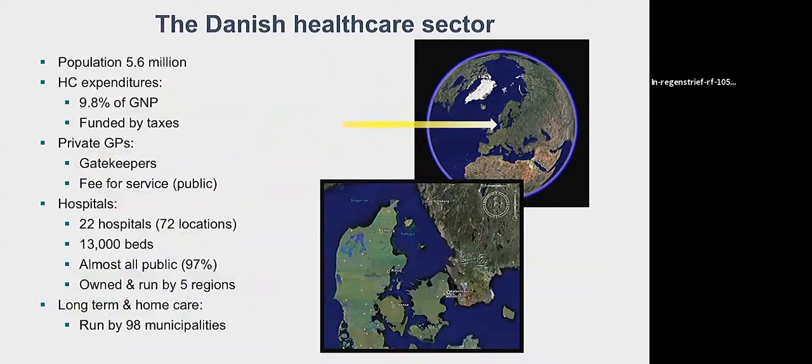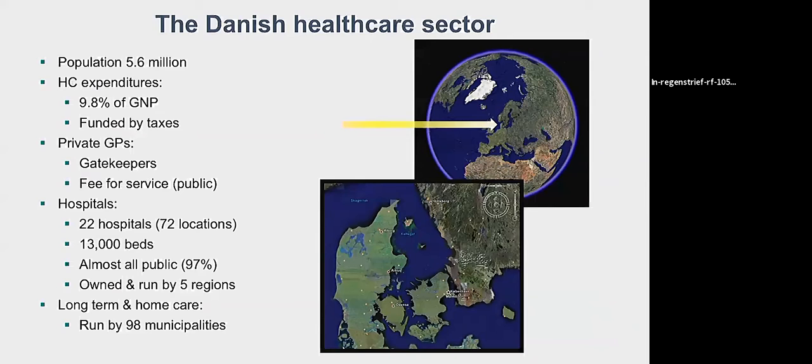Here are some key figures for the Danish healthcare sector. There is a population of more than 5 million people. We spend about 9.8 percent of the GNP on healthcare, and it is all, or at least the very majority, financed by public tax money. We have private GPs as gatekeepers for the healthcare system, so they very much decide who can get treatment and where. They like to think of themselves as private, but 99% of them are on contract with the public, so I don't know how private they are.